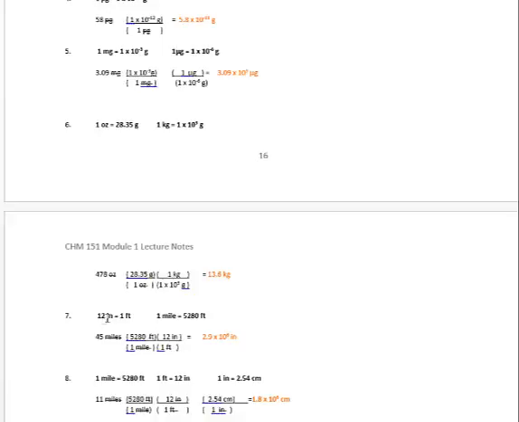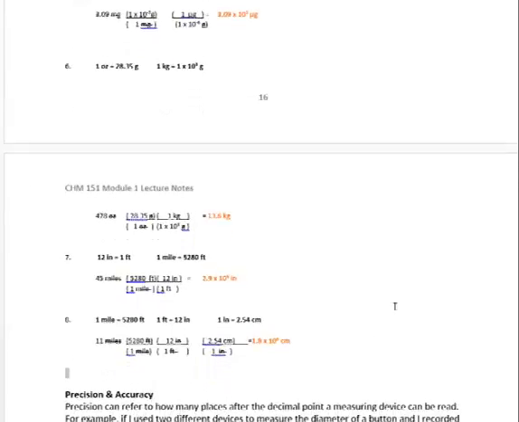Next conversion factor is 12 inches equals 1 foot, 1 mile equals 5,280 feet. We multiply 45 miles by 5,280 feet per 1 mile, multiplied by 12 inches per 1 foot. We get 2.9 times 10 to the 6th inches.